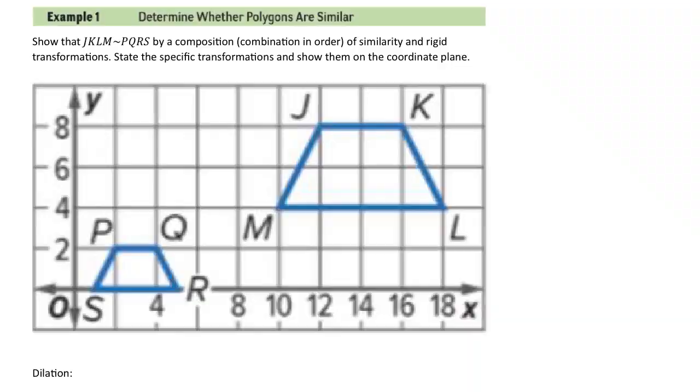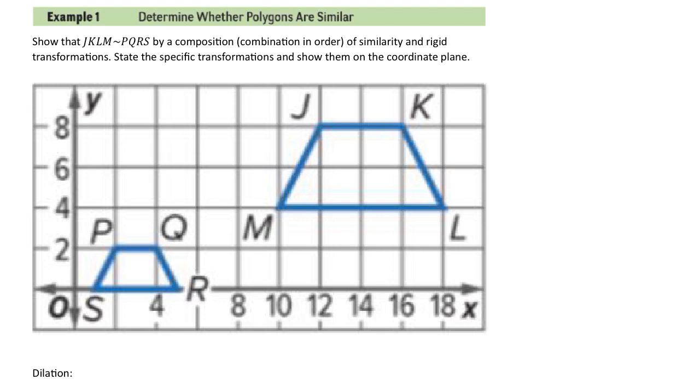Great. All right, this problem is only for honors, so feel free to skip it if you're in standard. Show that JKLM is similar to PQRS by a composition of similarity and rigid transformations. So the similarity transformation is most likely going to be a dilation. It's the only one you know. And a rigid transformation here, I think, is most likely going to be a translation. State the specific transformations and show them on the coordinate plane.